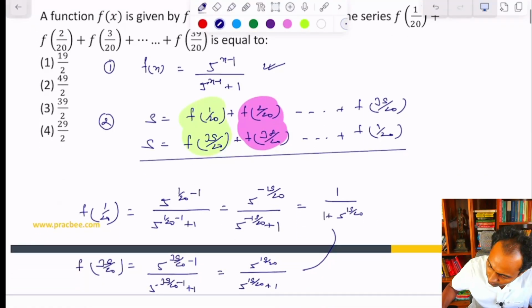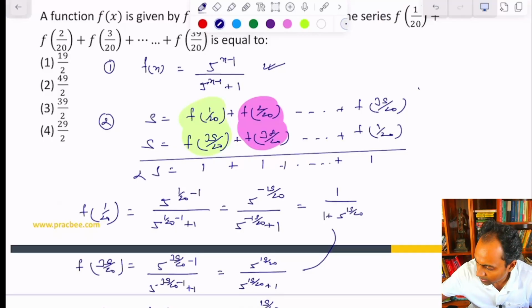So if I figure out the value of f of 1 by 20 plus f of 39 by 20, you can see that both of these will add up. The numerator will become 1 plus 5 raised to the power 19 by 20. The denominator will become 5 raised to the power 19 by 20 plus 1. And the answer comes out to be, you can see that the first part will also become 1, the second part will also become 1. All of this will add up to 1. And on the left hand side, we have twice of S. So what you are getting in the third step is very simple.